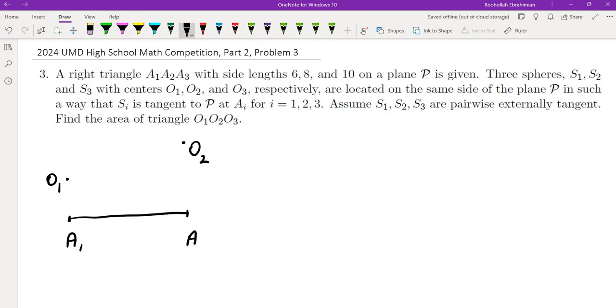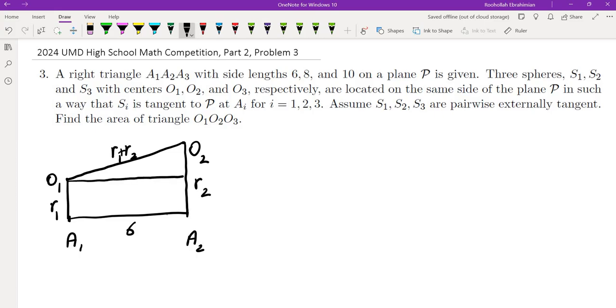Now, what is the condition for spheres to be tangent to each other? First of all, the distance from O1 to A1 is radius R1, and the distance from O2 to A2 is radius R2. For the spheres to be tangent, the distance between the centers has to be R1 plus R2. We know that this side of the triangle A1, A2, A3 is 6. So we can find a relation between R1 and R2 by dropping a perpendicular from O1 to O2's vertical.